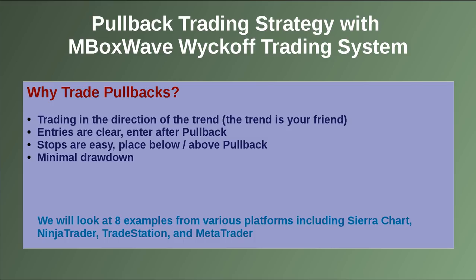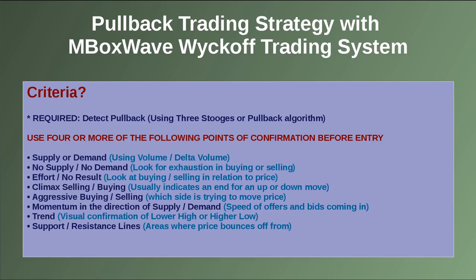Sometimes pullbacks can be tricky, so we're going to go over the criteria to use to identify them. We're going to look at 8 examples from various platforms, including Sierra Chart, NinjaTrader, TradeStation, and MetaTrader. So the criteria. Right here it's written: required to detect the pullback, we're going to enable the Three Stooges or the pullback algorithm. So we're going to use that in every chart.